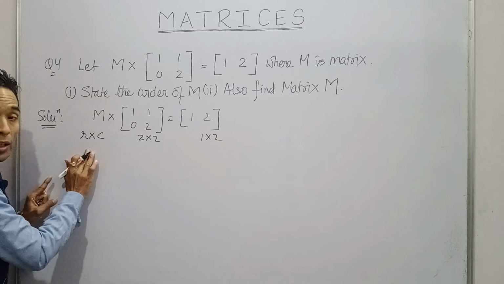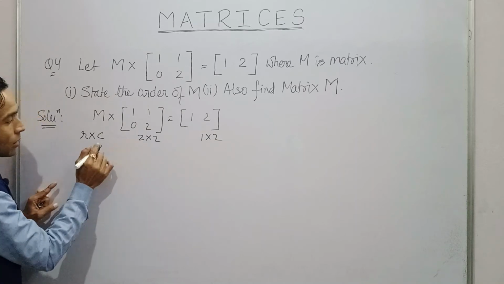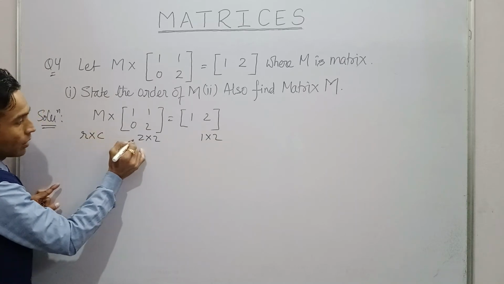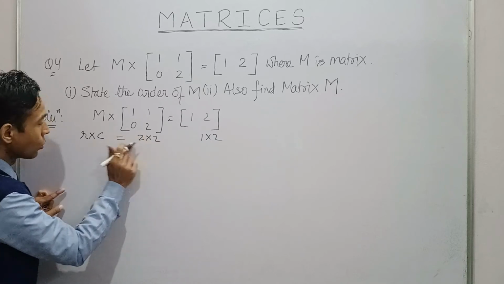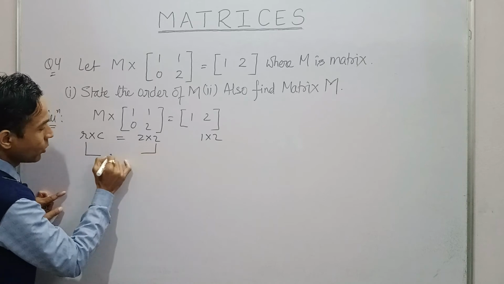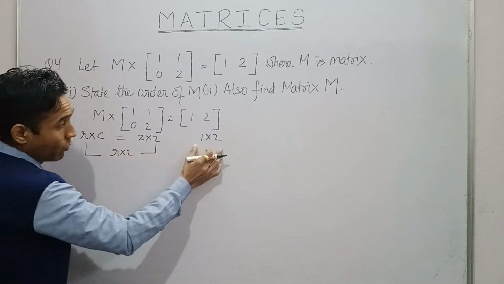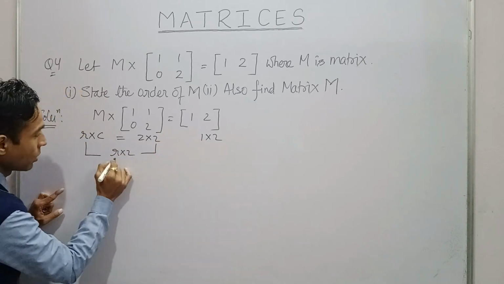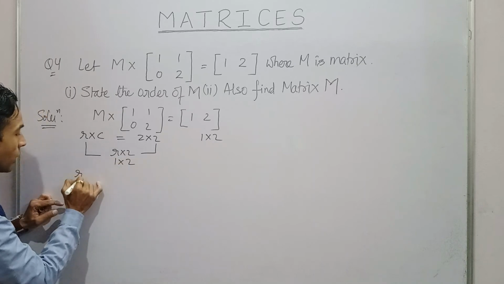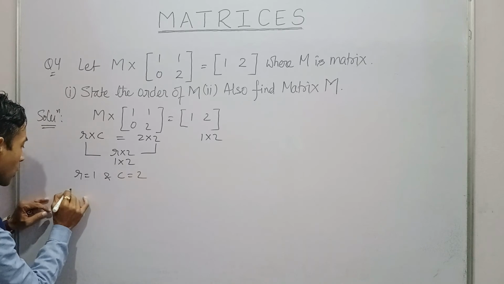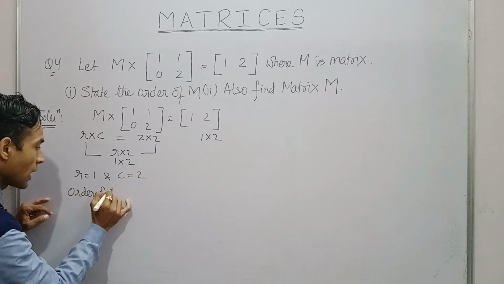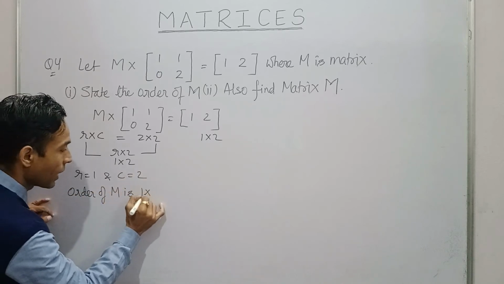Now if m is multiplicative to this matrix, then the column of m is equal to the row of this matrix, therefore c is equal to 2. The resulting matrix will be of order r by 2, which is 1 by 2 here. Therefore the value of r is 1 and c is 2. So order of m is 1 by 2.